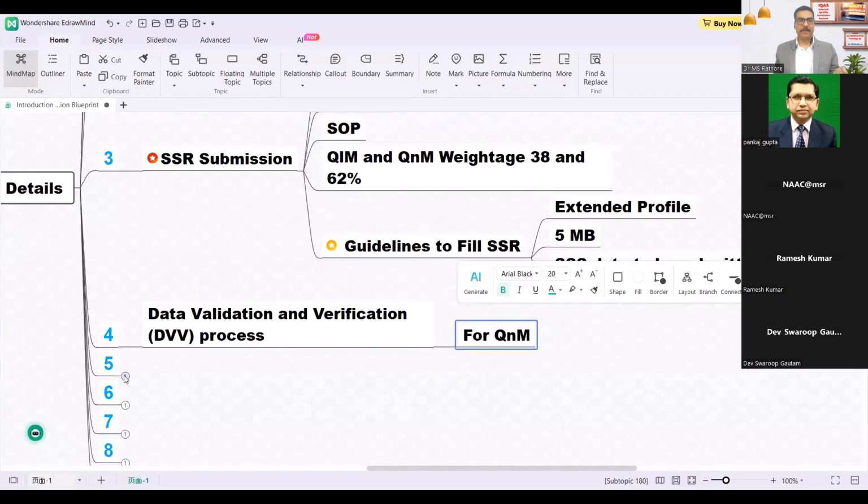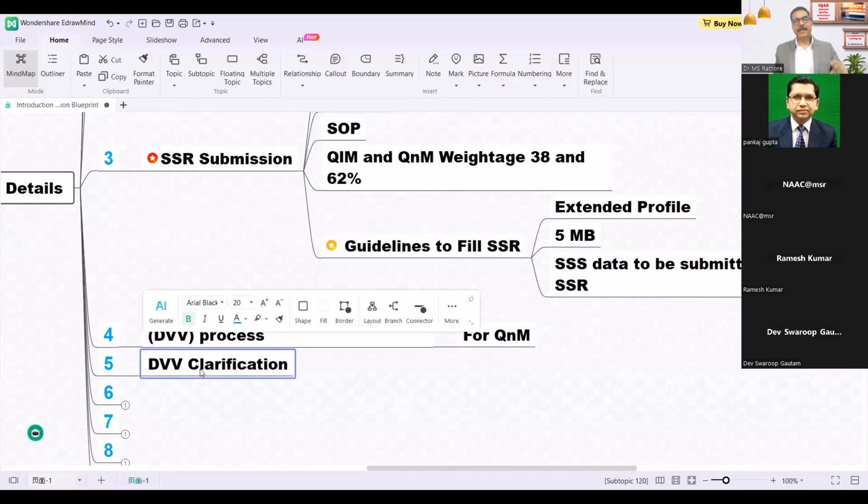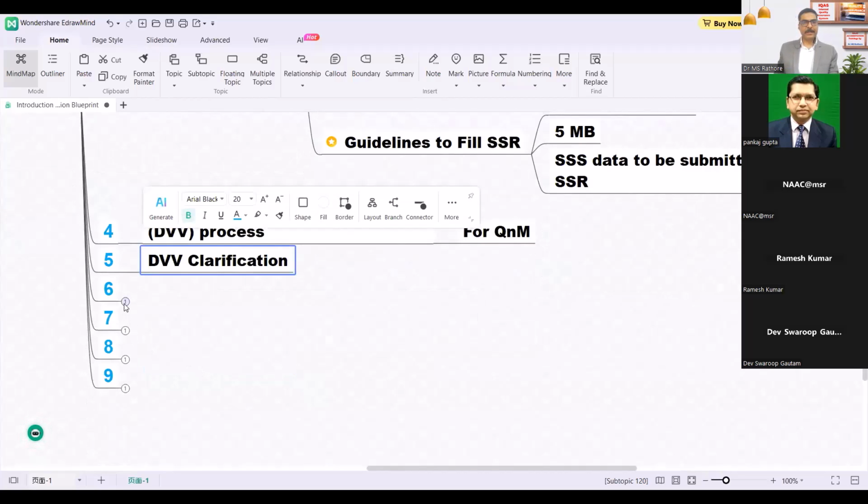Now, what happens after the DVV process? There is the DVV clarification. If the DVV has any clarification to be sought from the institution, the institution is supposed to provide the supporting documents within 15 days of the query being raised. So it is very important, once you have submitted the SSR, that you keep looking into your portal, because all the information and all the queries will be raised on the portal itself. Please take care of this, so that you look into it every day. If a query has been raised, you have to answer it within 15 days. So the people who are in the process of documentation filing, please take care of this.